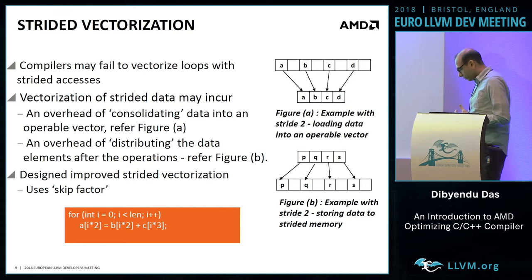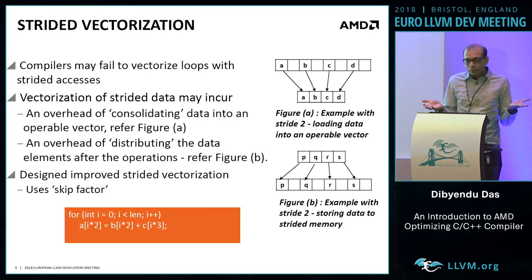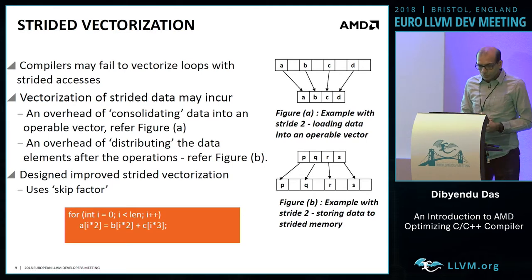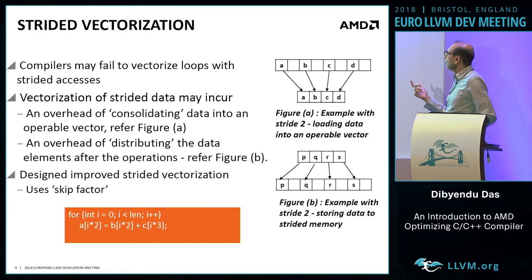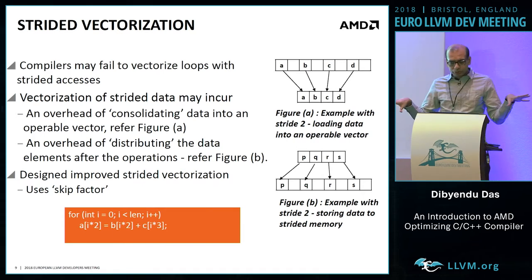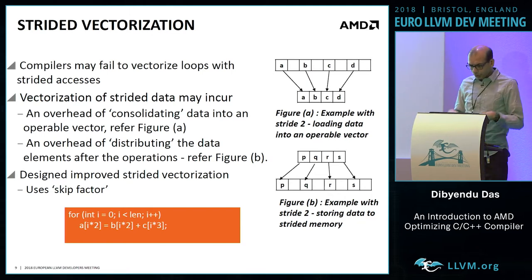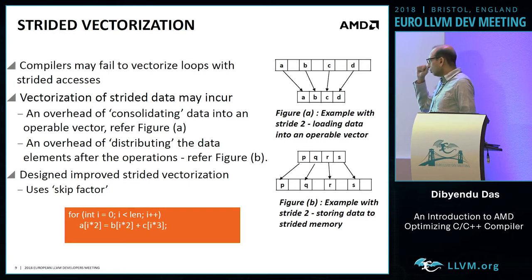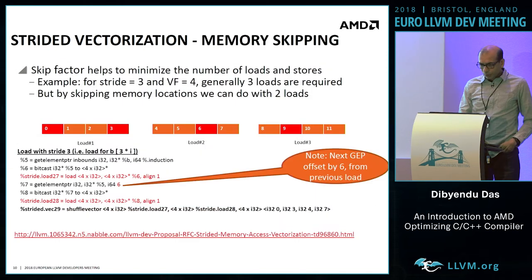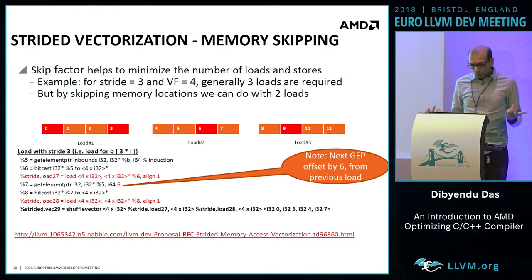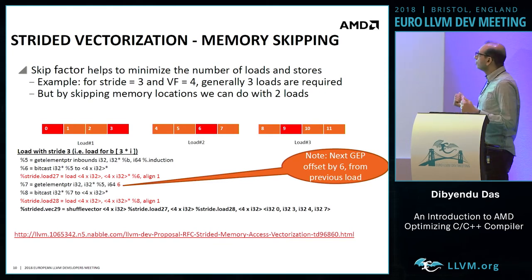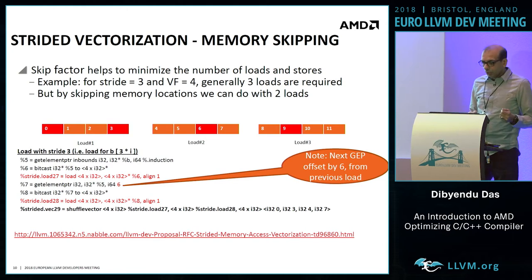Strided vectorization. As you may already know, LLVM already has interleave vectorization for quite some time now, but with strided, we try to do slightly more advanced vectorization. If you have holes in your data when you are trying to vectorize, like in the one shown below with A[i*2], B[i*2], C[i*3], you need to do something to gather and scatter the data. Now, with strided vectorization, what you introduce is something called memory skipping. So what does memory skipping really mean? It means that we introduce a skip factor to not actually read all the elements of the array.